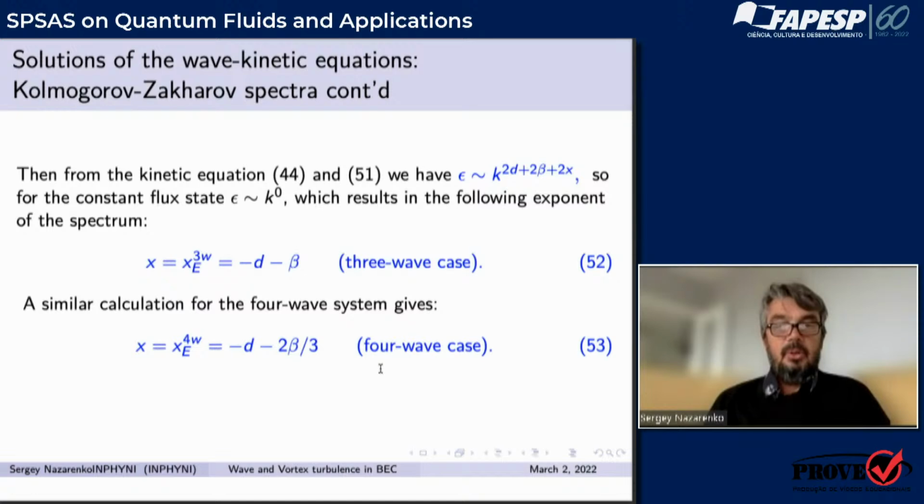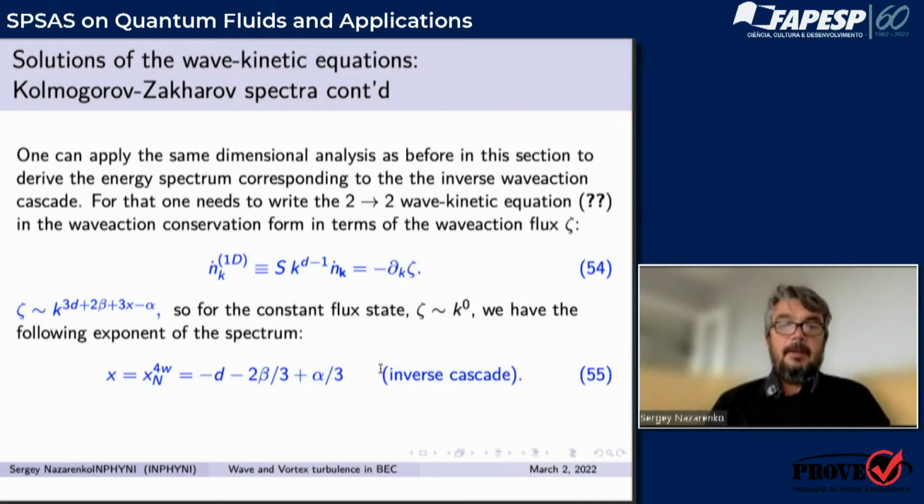But I want to mention specifically what will happen in the case of de Broglie waves, the matter waves. From the collision integral, if we compute the power of k, we have the following expression. Alpha is the homogeneity degree of frequency, which is 2 in our case. Beta is 0 in our case. It's the matrix element of interaction.